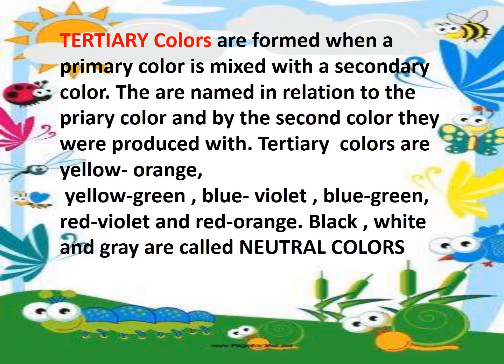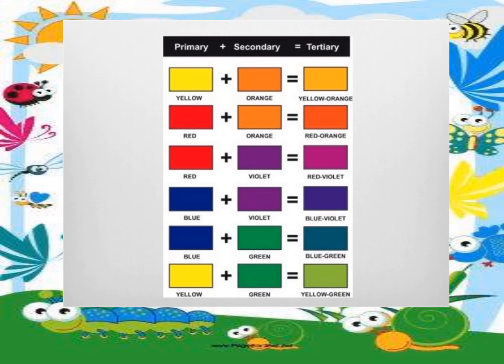So, nagkakaroon ng tertiary color kapag pinaghahalo-halo ang primary color at secondary color. Yan. So, ang black, white, and gray are called neutral. So, ito po siya. So, ito po yung mga primary colors. Yellow, red, blue.